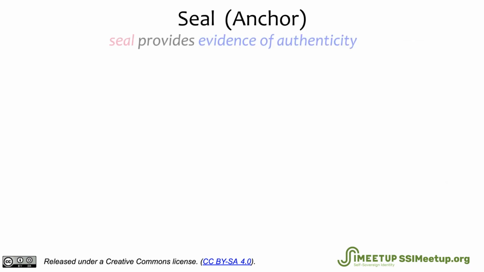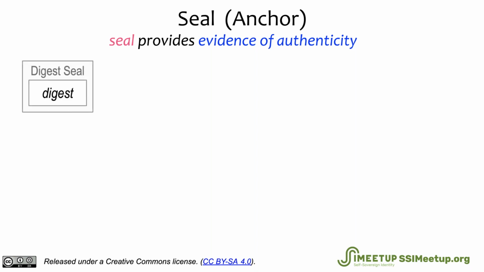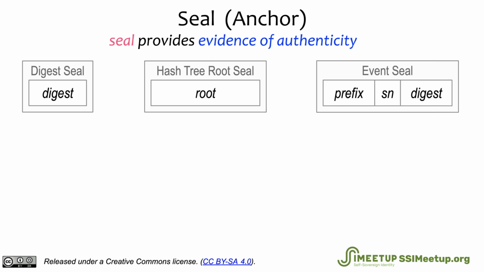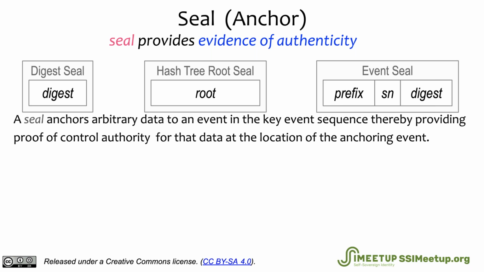So the anchors we call seals because the definition of seal means evidence of authenticity. So anything that's anchored now provides evidence of authenticity of whatever is anchored. And so the three types of seals are a digest of data, a Merkle tree root or hash tree root, or an event seal, which is anchoring an event in some other key event log to a particular location in this key event log, which is primarily used for delegation.